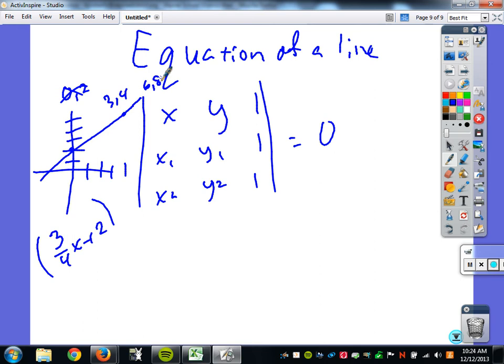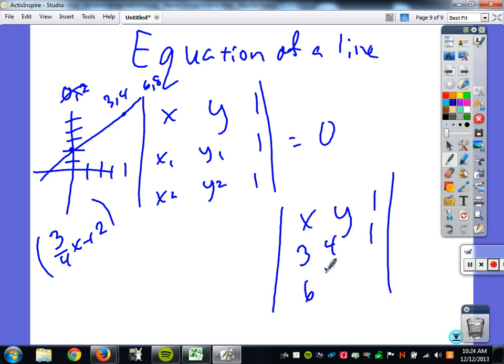Okay, you guys ready? All right, here we go. So we go x, y, 1. What's my first point I'm going to pick? Does it matter? Nope, so I'm going to use 3, 4, 1. Then 6, 8, 1. And it should equal 0 because why does it have to equal 0? Because this is the area of a triangle, right? And if the area of a triangle is 0, that means they're a line. It's the same formula, you just have to remember the plus or minus with the area one.